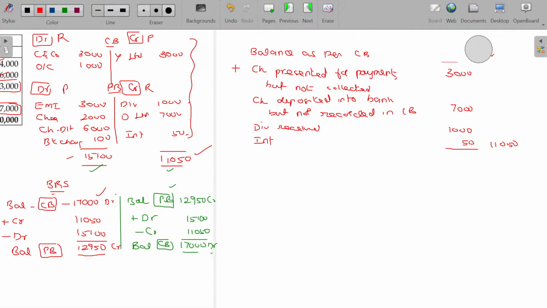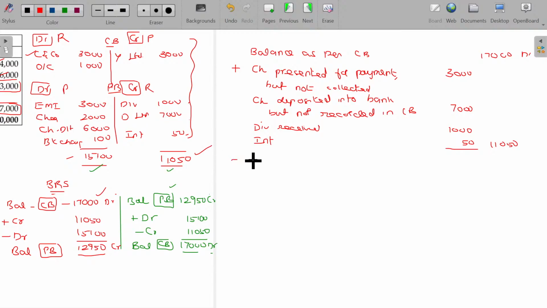So we'll start with 17,000 debit. With that, this 11,050 should be added. Now, minus items. What are the minus items we have now? Check recorded, but not collected by the banker. There is no proper record on the bank side, meaning I have shown that in my books, but the banker has not shown.